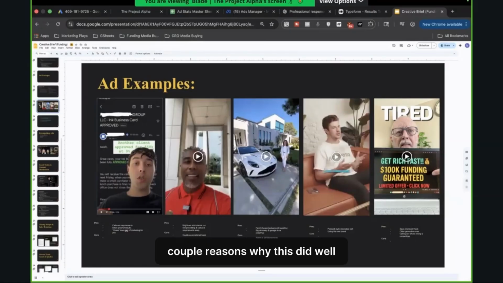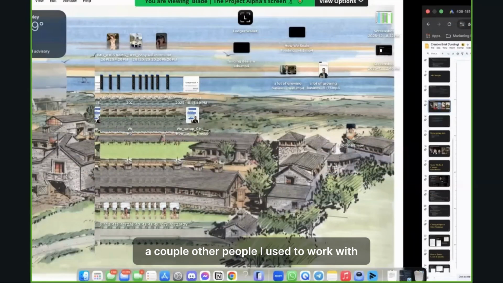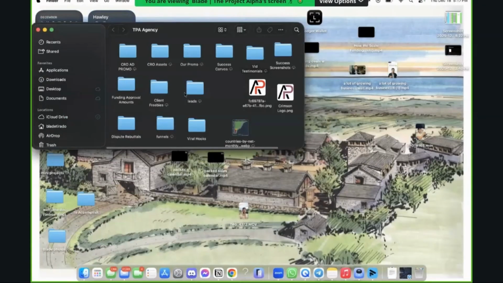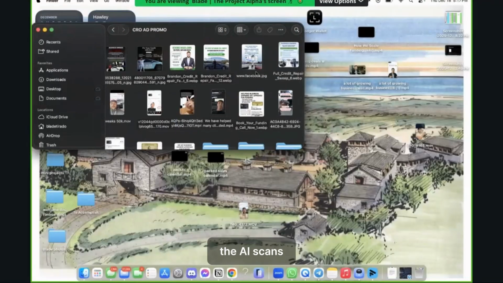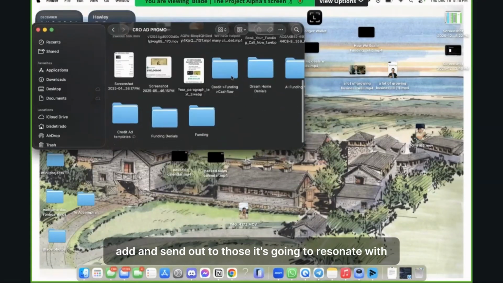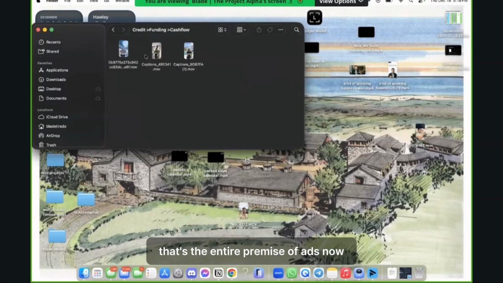A couple of reasons why this did well. First thing is I believe that the Chase in the background does a lot of the marketing for you and sends the ad out to more people that resonate with Chase. A couple of other things he did pretty well is that there are not too many other distractions, not too many other logos. Before we get into that, the AI scans the ad and sends it out to those it's going to resonate with. That's the entire premise of ads now.